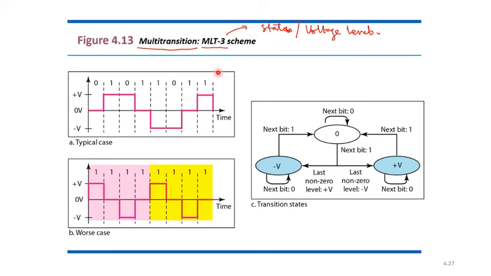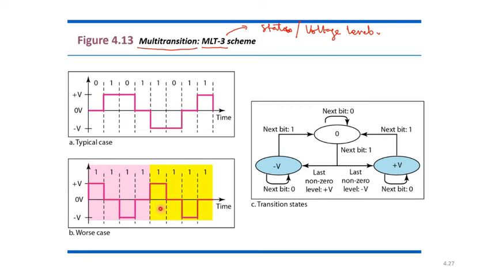Okay. So this is the basic scheme of MLT3. In this case, the worst case is given. The worst case can be there when all ones are there. So when all the ones are there, this is the worst case of that MLT transition.